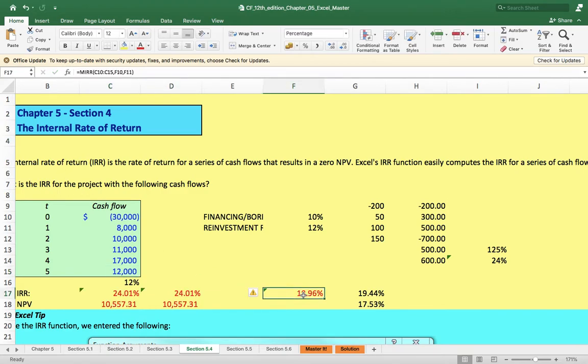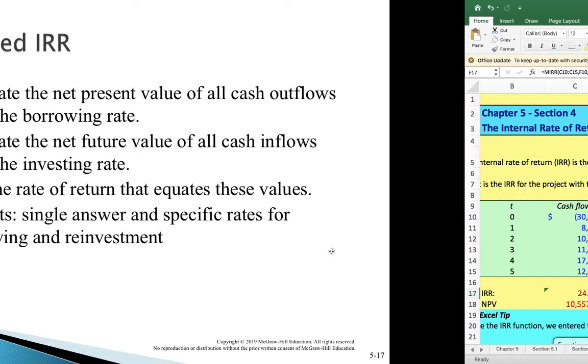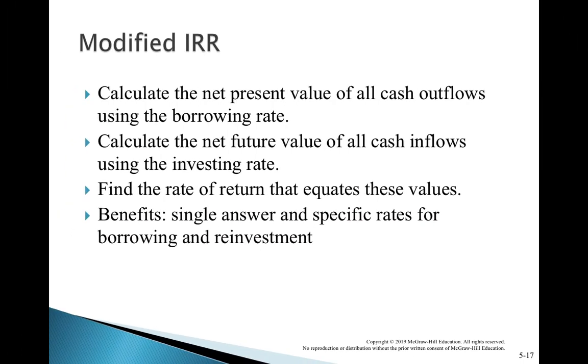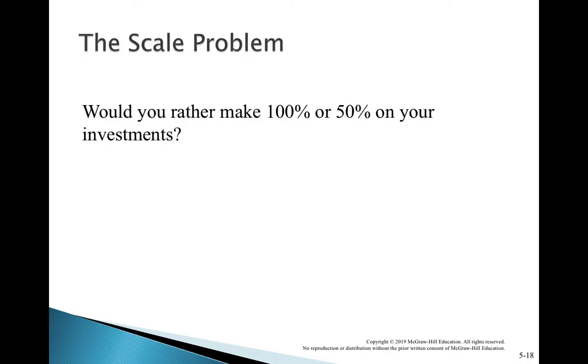How we calculate it? The cash flows, the financing rate, and reinvestment rate. That will give you a more authentic internal rate of return, because here we consider the reinvestment rate also, and the financing rate also. Considering both of them, we calculate the internal rate of return, which is known as modified internal rate of return. Benefit is a single answer and specific rates for borrowing and reinvestment.